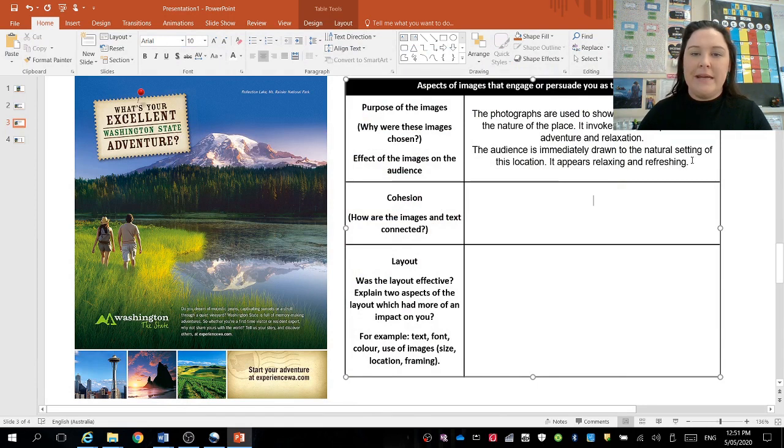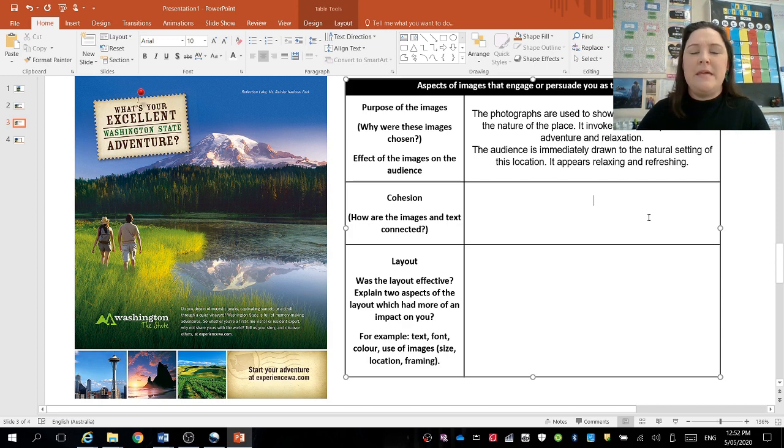Okay, so I just added an extra sentence there to talk about the effect on the audience, which I guess I overlooked in my previous response. So the audience is immediately drawn to the natural setting of this location as it appears relaxing and refreshing. The colours are very green, which kind of evokes a bit of a happy vibe as well.